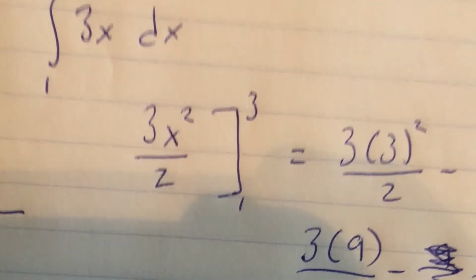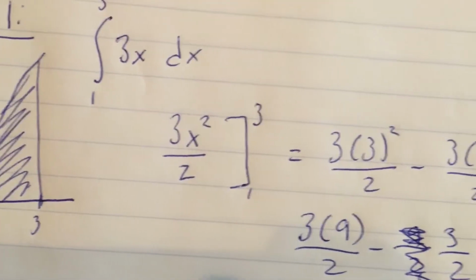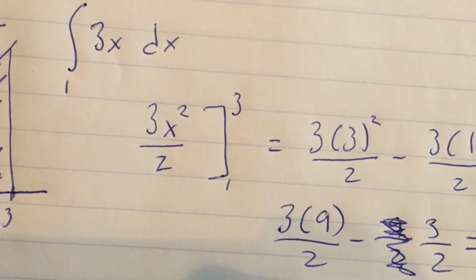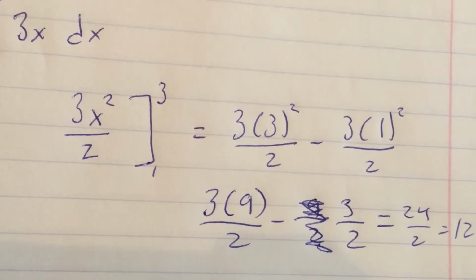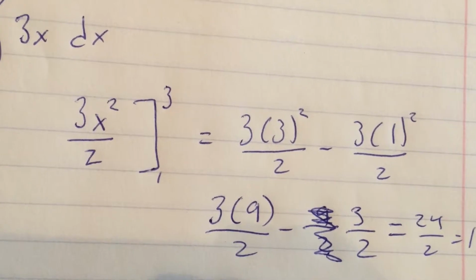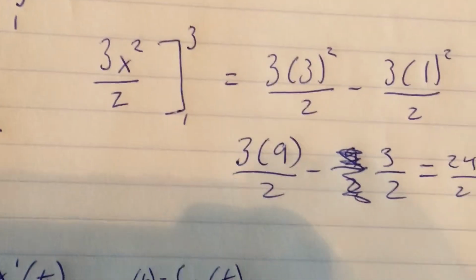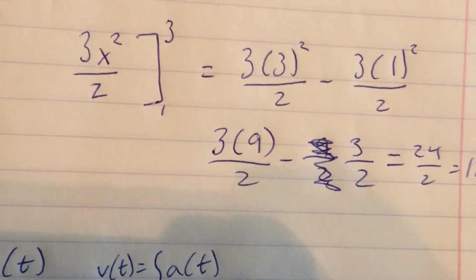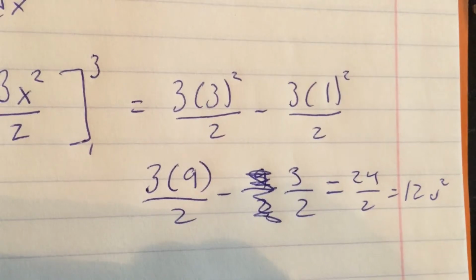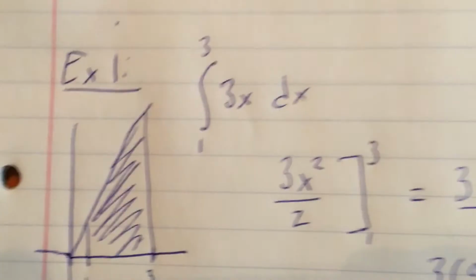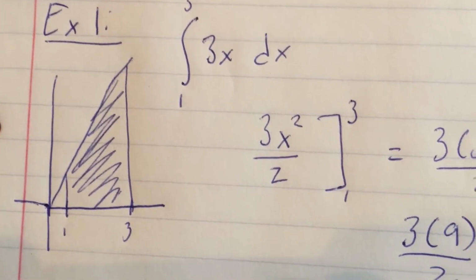So you still take that from 1 to 3, and the way you find that on a definite integral is you plug in the number from the top and then subtract the function plugged in with the number from the bottom. So you have 3 times 3 squared over 2 minus 3 times 1 squared over 2. That will end up giving you 27 over 2 minus 3 over 2, which is 24 over 2, which is 12 units squared. So 12 units squared is the value for the area under the curve of this function, also known as the integral.